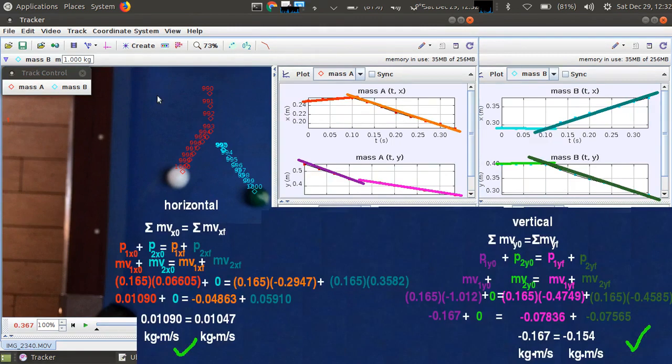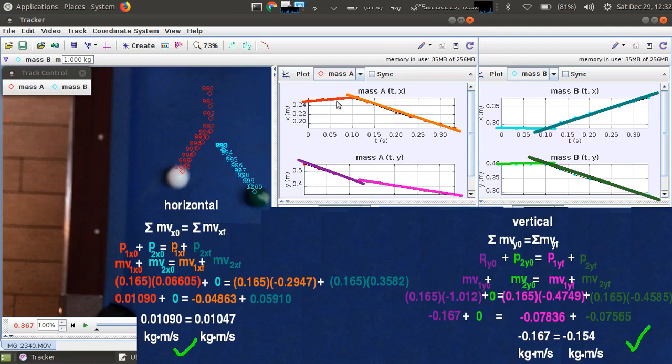So the only thing that's tricky about this problem is keeping track of where the numbers are coming from. So I'm going to do two separate conservation of momentum problems, a horizontal and a vertical. And I'm saying that the momentums of the two balls before should add together to be the same as the momentum of the two balls afterwards. Momentum is mass times velocity, and I'm getting the appropriate velocities from these position time graphs.